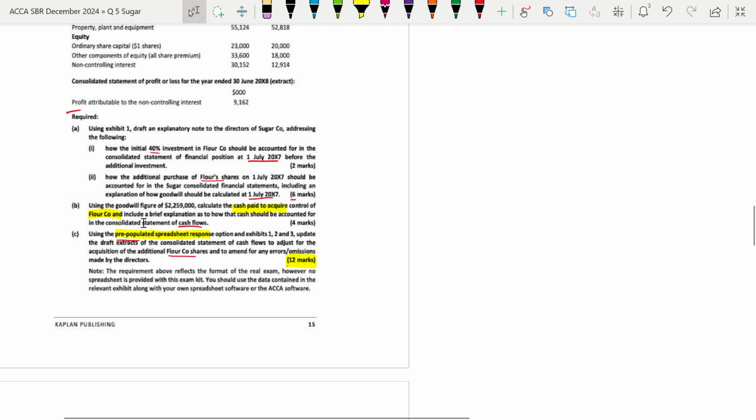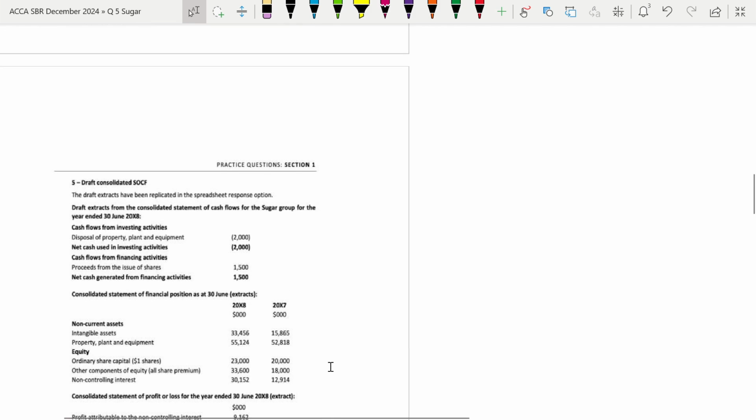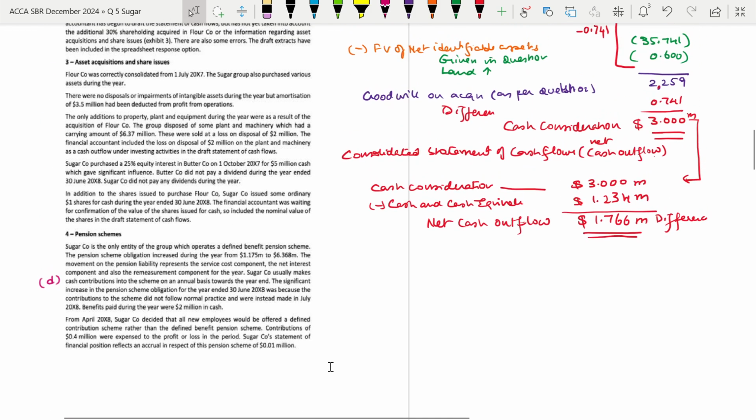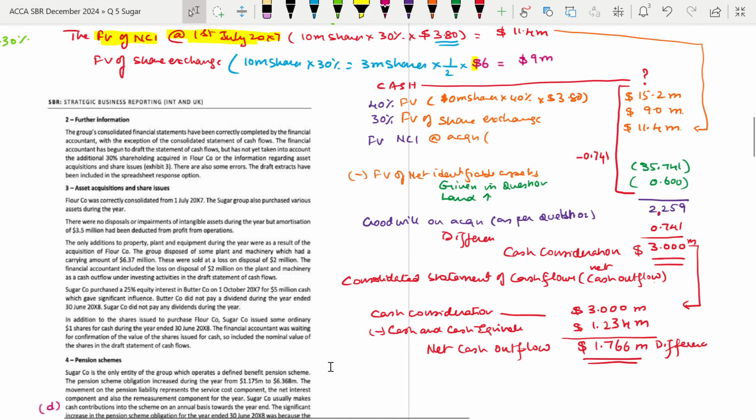They say very clearly a brief explanation. They're not asking you for everything. They're asking how cash should be accounted in the cash flow. I'm not writing the explanation here, but you have to start with the 40% fair value, 30% share exchange, fair value of NCI, then the fair value of net identifiable assets given, increase in the value of land. You will get goodwill on acquisition that has been given. You will get the difference. The difference is nothing but what you have paid, and it is added to the goodwill and you will get the cash consideration.